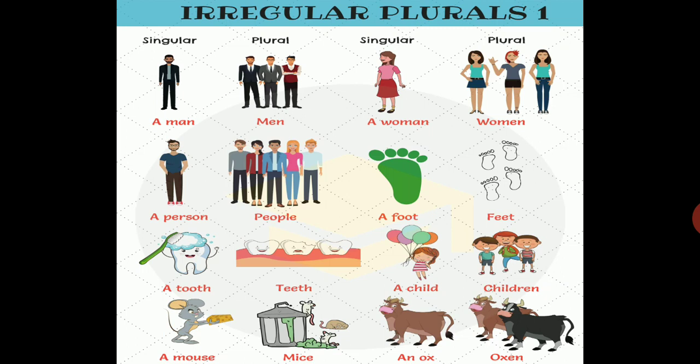Same way, woman. The spelling of woman is woman, and when we are making woman in a plural form, the pronunciation will remain the same. Here also one letter of the spelling will be changed, and the plural form of woman is women, and the spelling will be women.